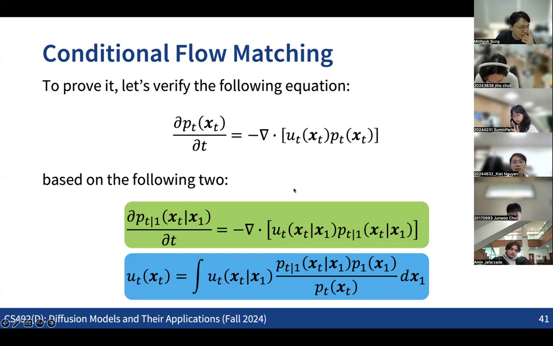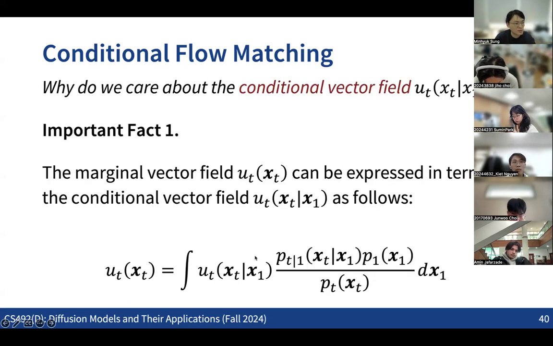So we are going to see that this equation, which is coming from the Fokker-Planck equation, can be rewritten based on these two equations. The first one is also coming from the Fokker-Planck equation, for the conditional vector field, and the second one is coming from this statement, right?